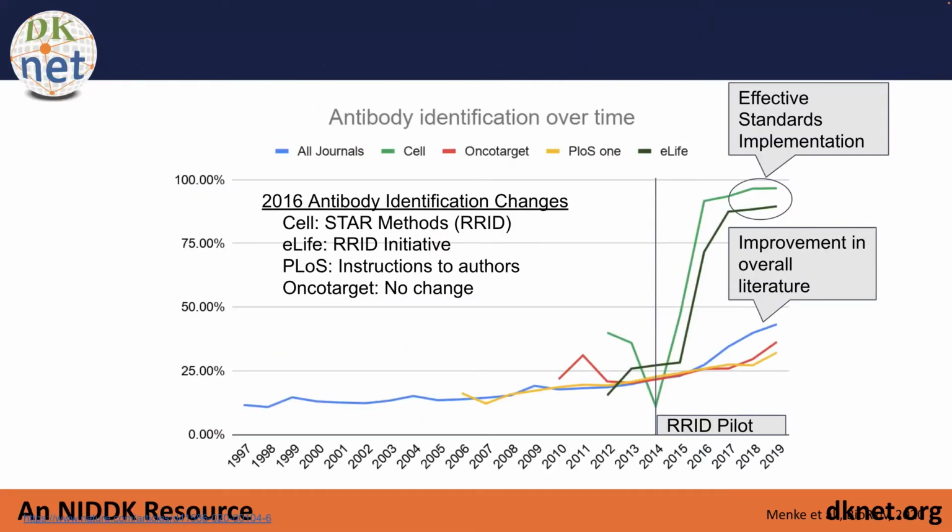So, how has this helped over time? When changes have been put into effect, there's an overall improvement in the literature. That's the blue and yellow and red lines. But where journals such as eLife and Cell, with STAR Methods and other requirements, you see an incredible jump in the ability to identify antibodies over the time from when we started the project. And that is due to the reporting requirements that are required.